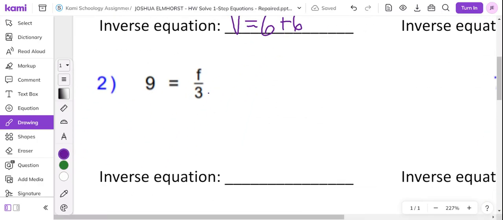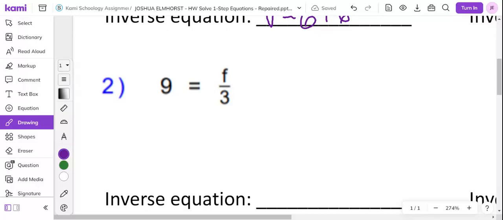Okay, looking at number 2, we're going to identify the variable term is now on the right side. And what is happening to the letter F? It's being divided in fraction form. So the inverse, or the opposite of dividing, is multiplying.